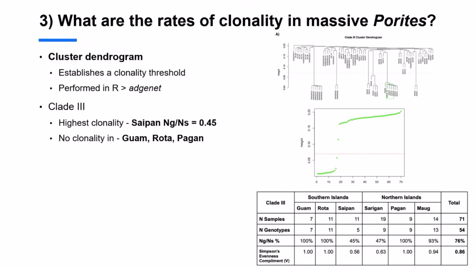Some results from studying genotypic diversity in clade 3: overall, the majority of genotypes are unique. This indicates that sexual reproduction is indeed the most dominant form of reproduction in this clade. However, there are some clonality hotspots, including on the islands of Saipan and Sarigan. On these islands, more than half of the samples collected originated from clonal distributions. Saipan has the highest degree of clonality, with a unique genotype rate of only 45%. No clonality was observed on Guam, Rota, and Pagan for this clade.